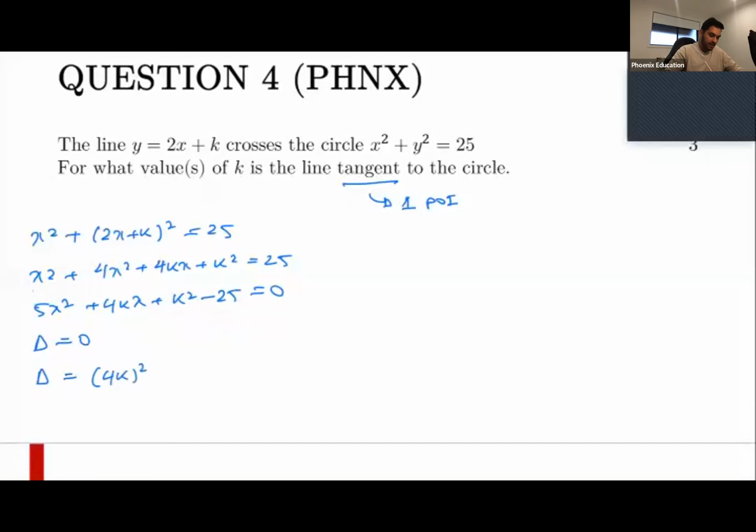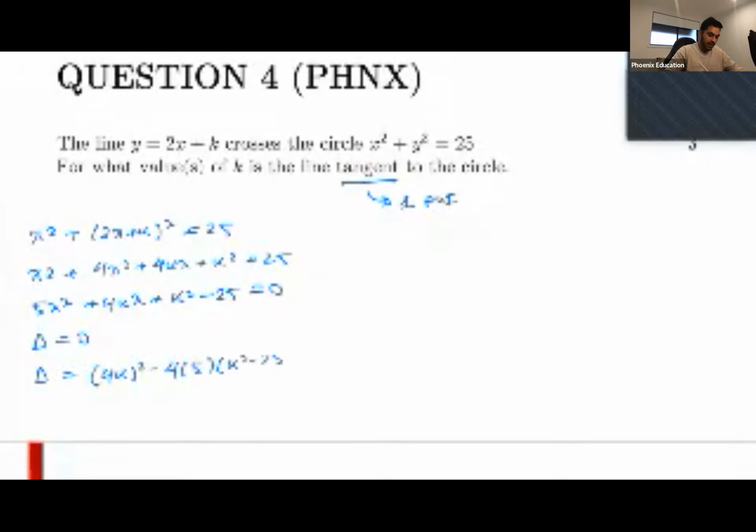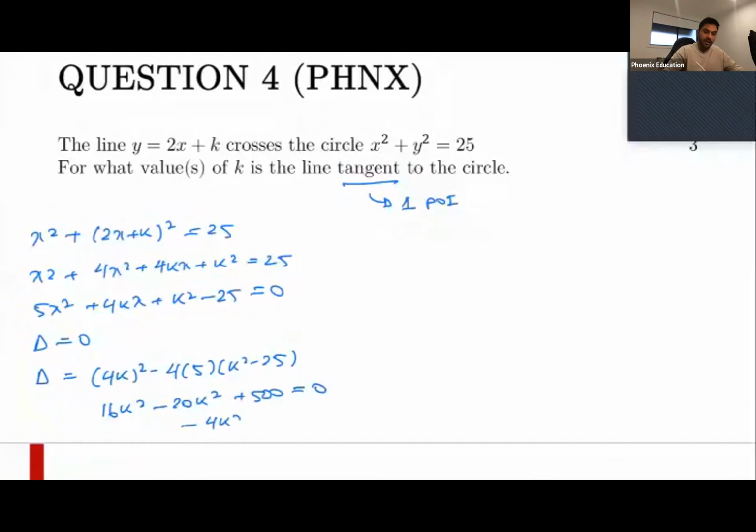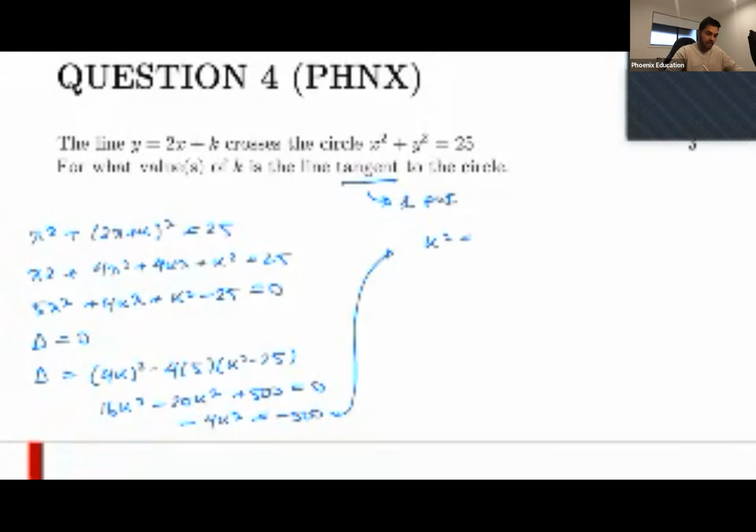So we have b squared minus 4ac. Okay, and if I simplify this, this comes out as 16k squared minus 20k squared plus 500. Okay, and this will be equal to 0. From here, if we simplify this down a little bit, we have negative 4k squared is equal to negative 500. Okay, k squared will then equal to, actually, let me just jump straight to the value of k. The k value will just be plus minus square root 125. If I want to simplify this a little bit, it'll be plus minus 5 root 5. So that means the value of k for which this line will be a tangent, or touch the circle at one point, is when k is equal to either positive 5 root 5 or negative 5 root 5.